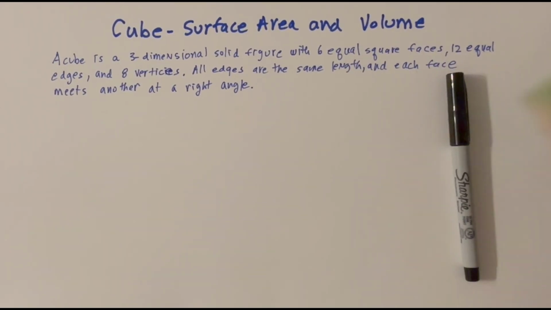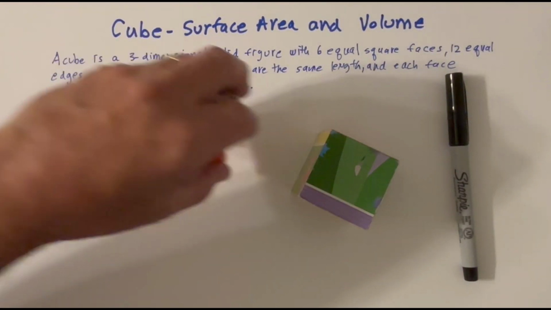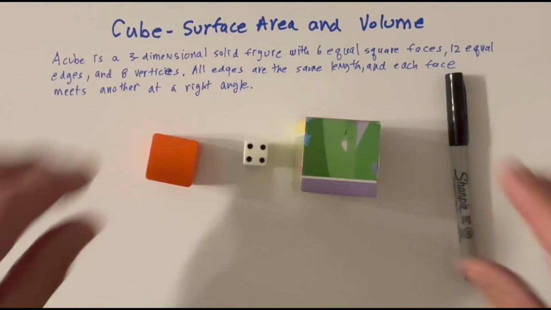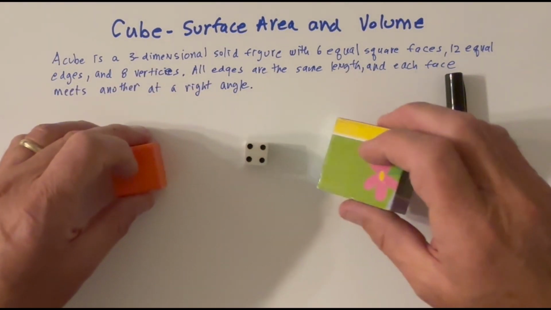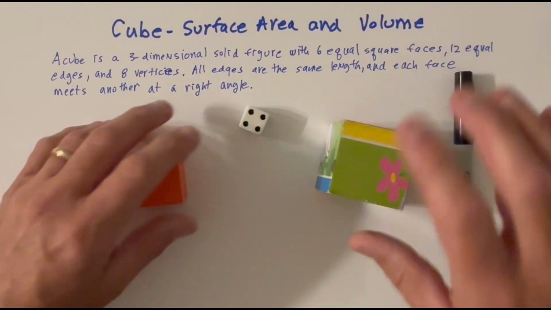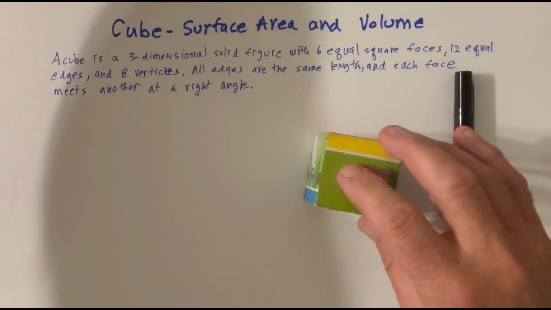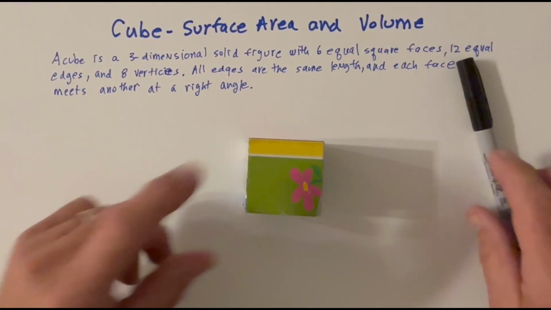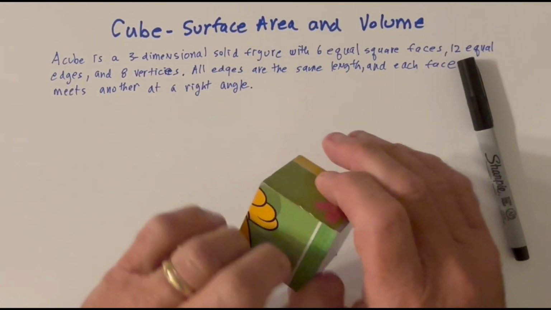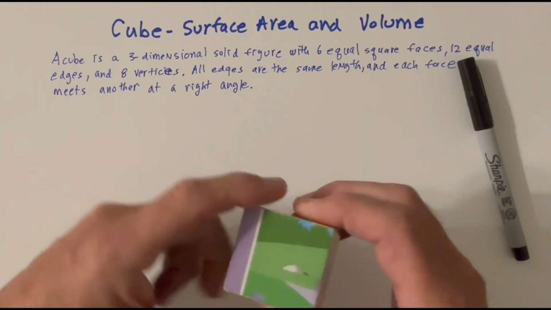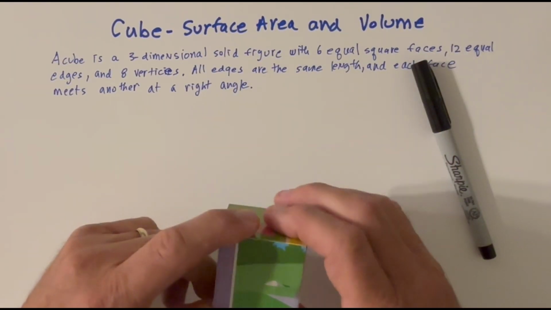Okay, I grabbed some examples of cubes. So let's just see if that meets the definition. So here, just a dice and a couple of blocks. This is like a kid's block. So let's look at this. Three-dimensional, we've got that. We've got 6 equal faces. So we've got 1, 2, 3, 4, 5, 6. So that's good. 12 edges.